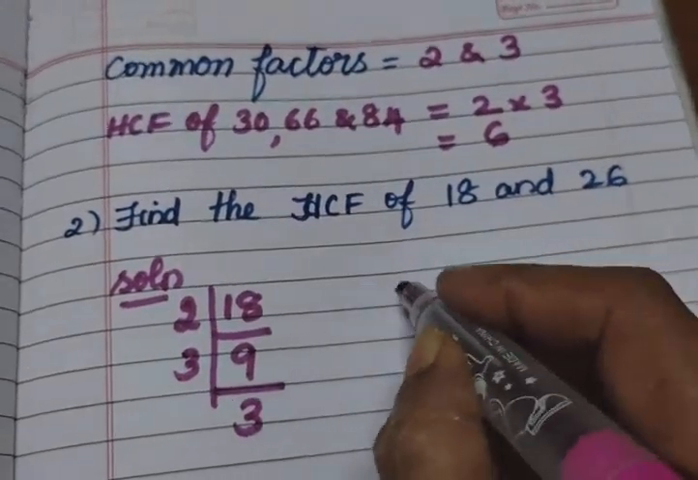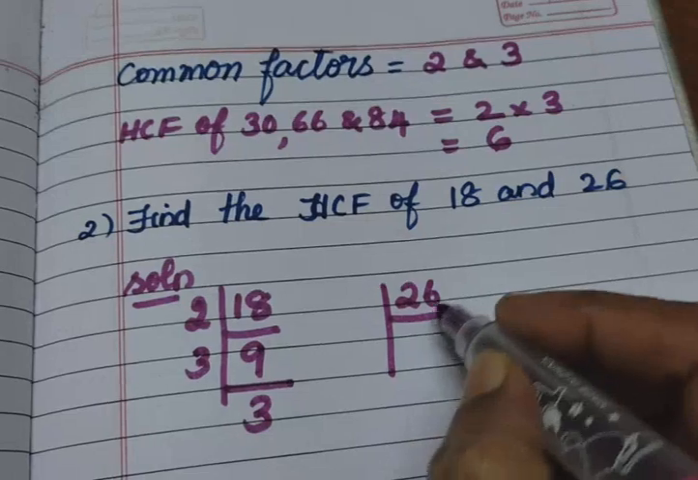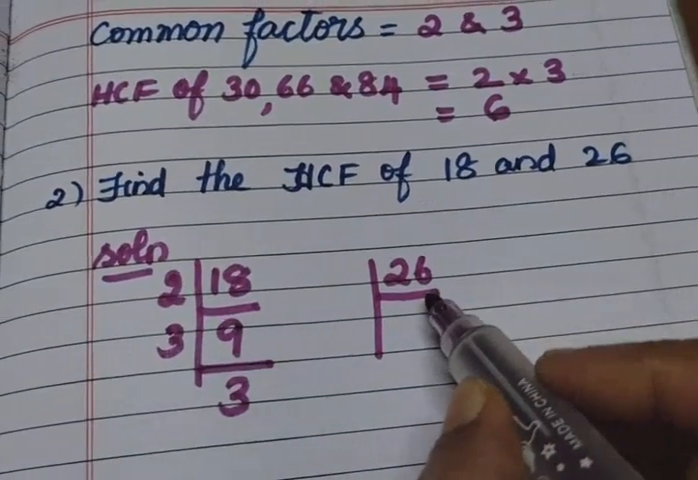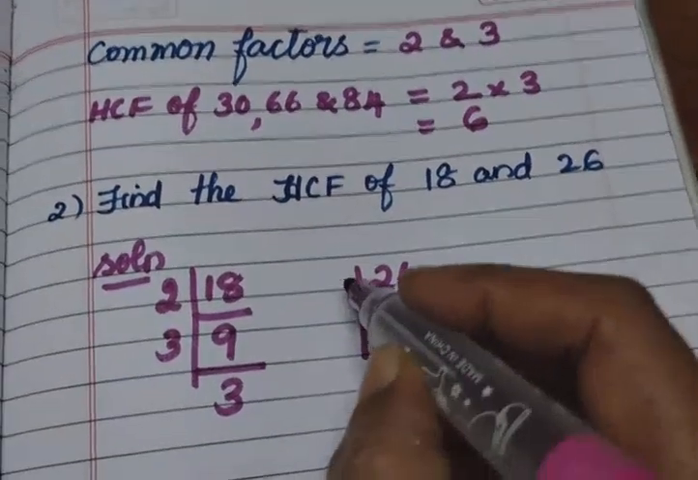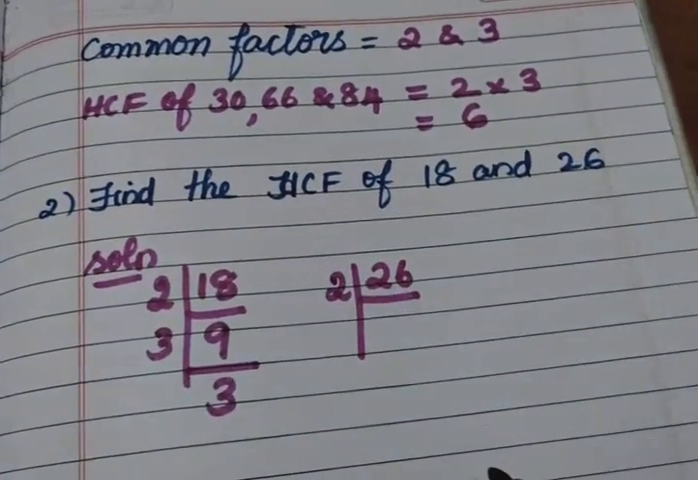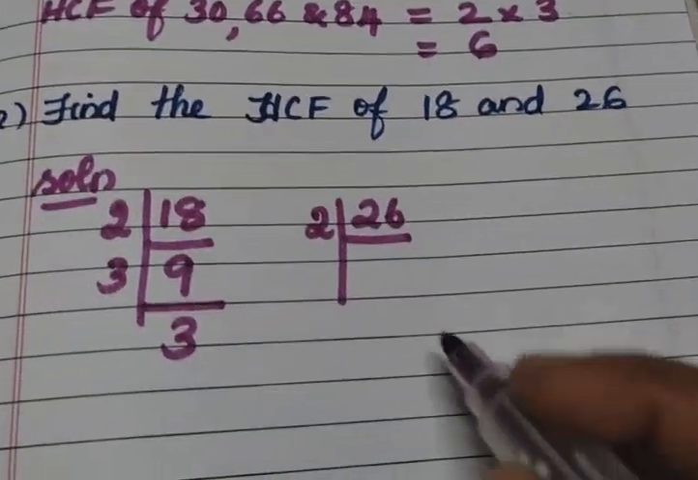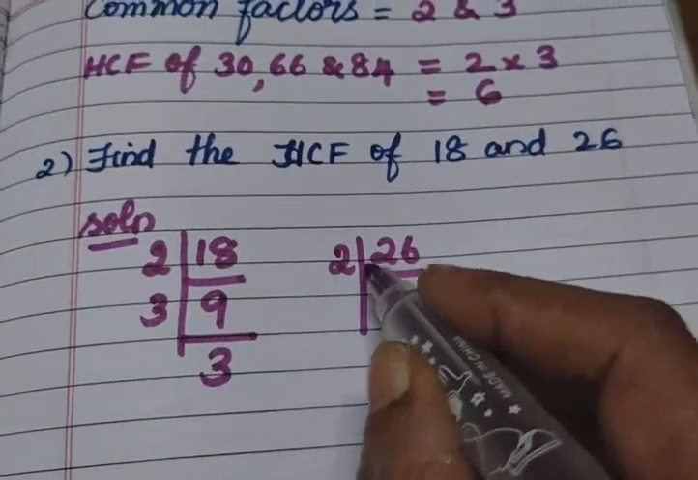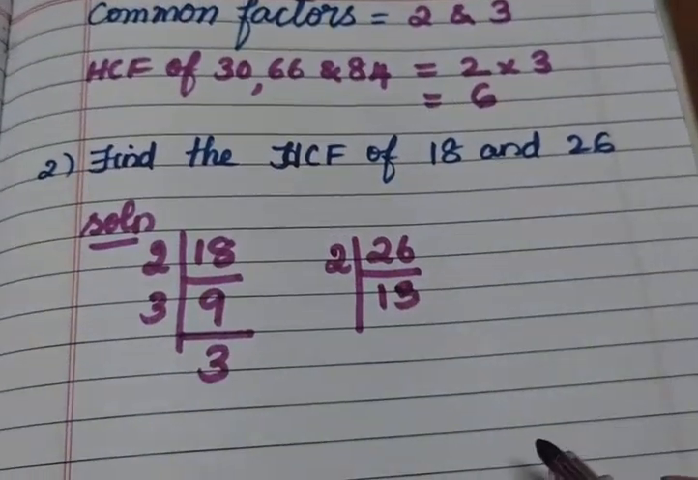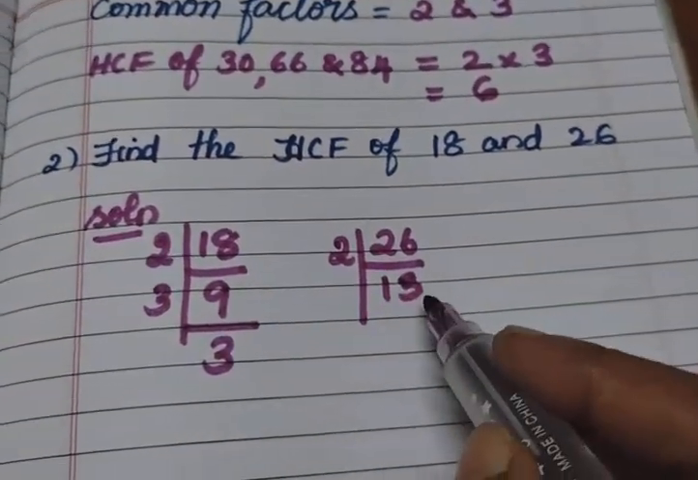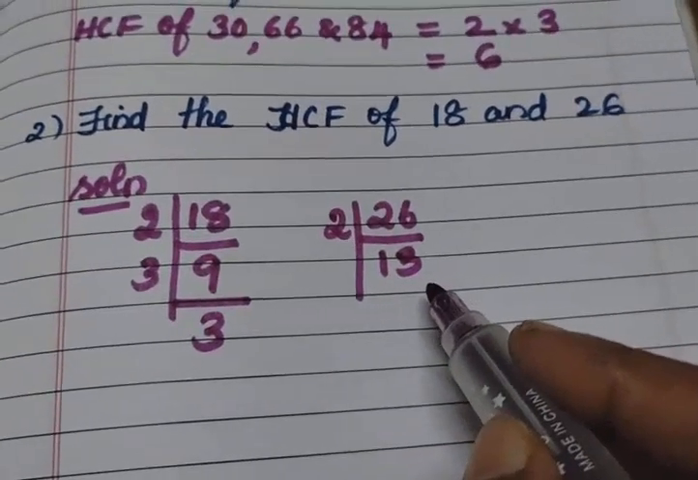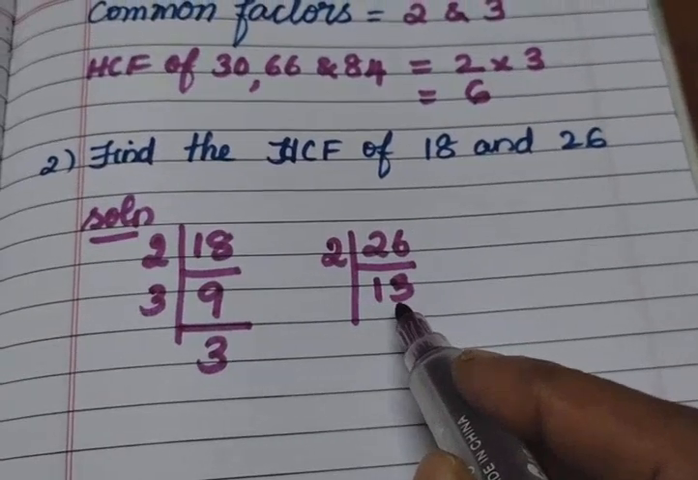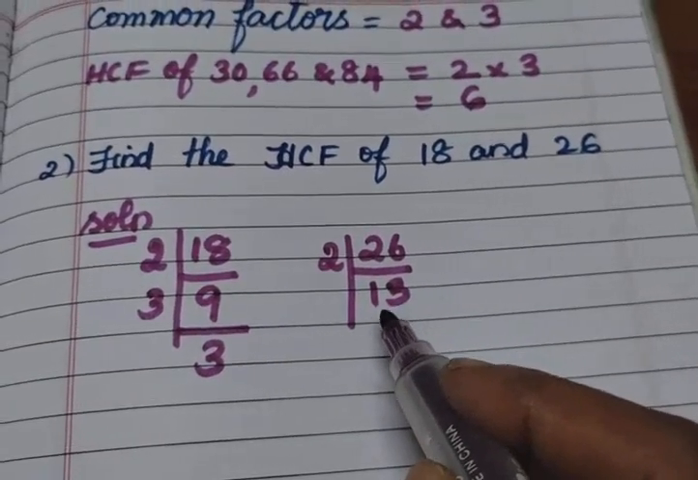Next number is 26. 26 is also an even number because the ones digit is 6, isn't it? So we can use the even prime number 2. 1 2 is 2, no remainder. Next, 6 divided by 2, 2 3s are 6, isn't it? Now 13, we know 13 is a prime number. So we cannot divide hereafter. Whenever we get a prime number, we can stop here.